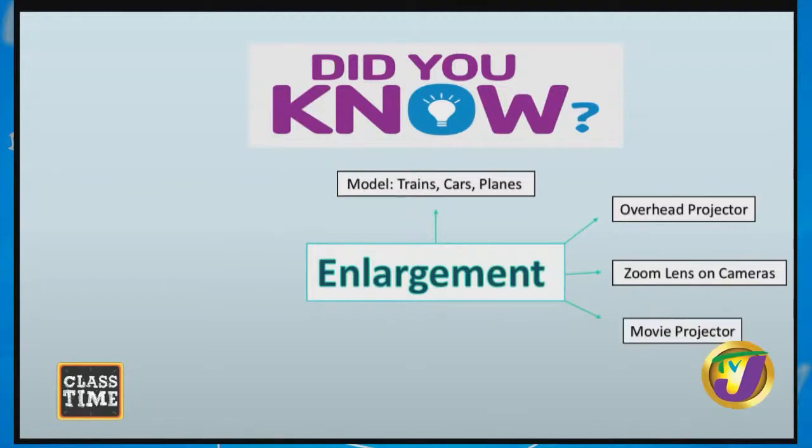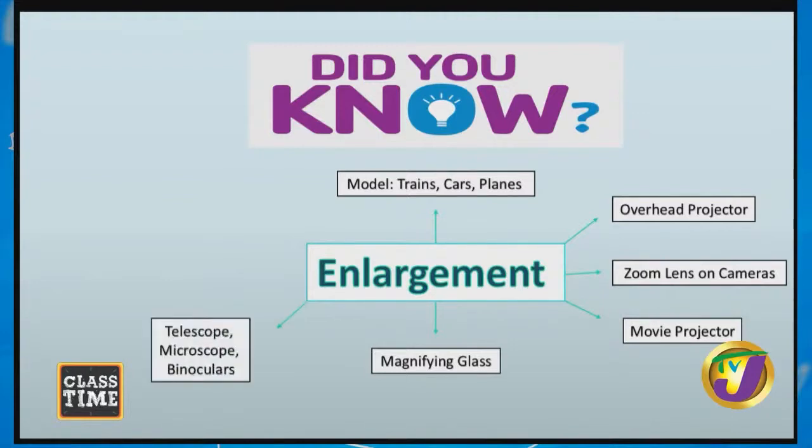All right. Magnifying glass, we use it in science class. Yes. So we know the purpose is to make smaller objects larger. Yes, because sometimes we have to be looking at cells. And the same with the telescope, the microscope, and the binoculars that bring far objects closer. So we can see clearly.